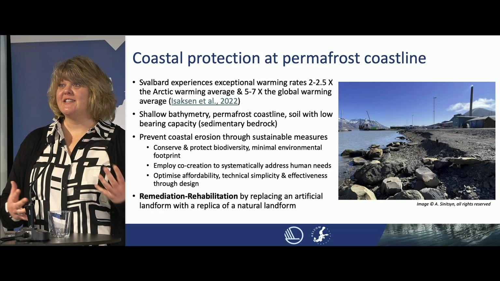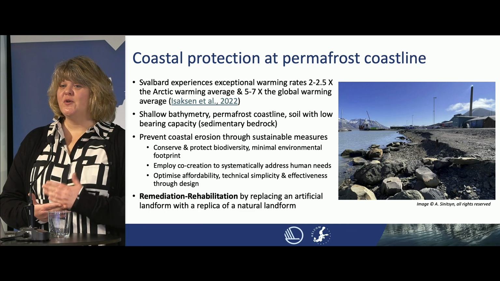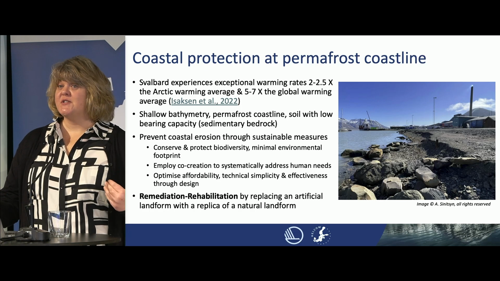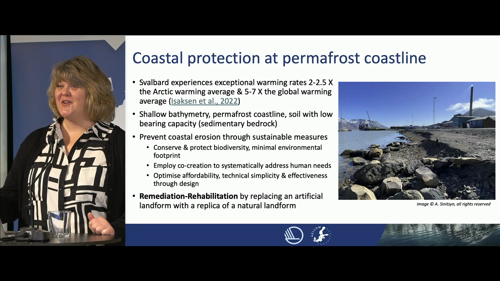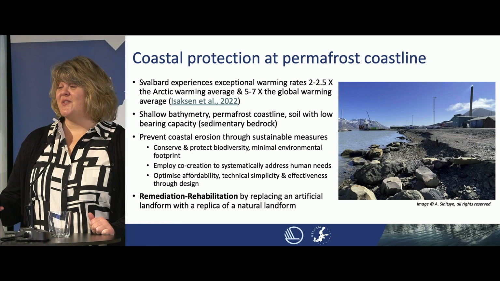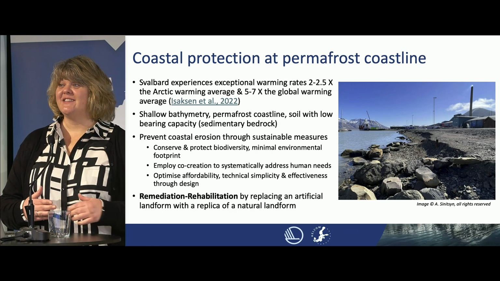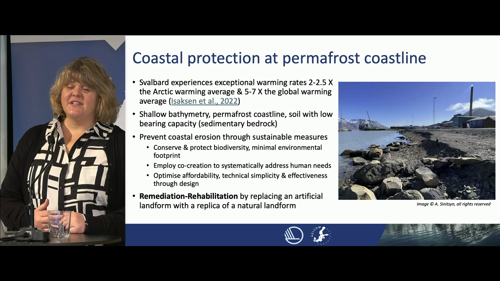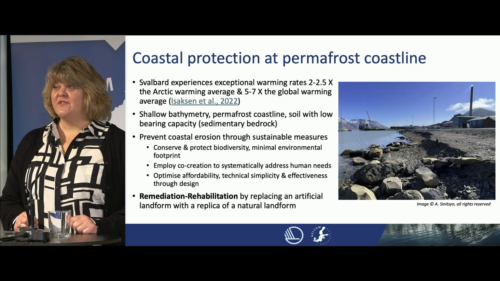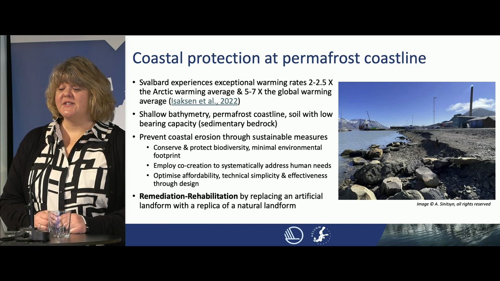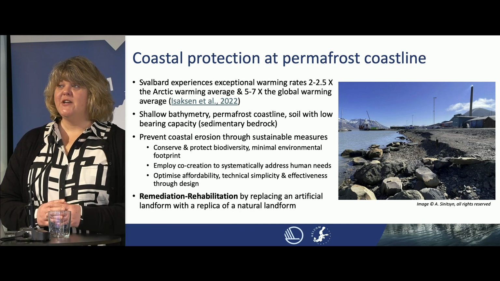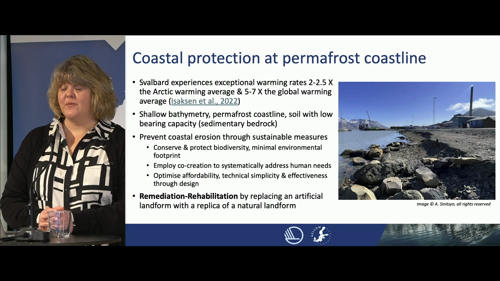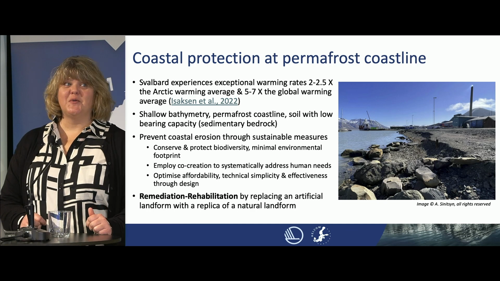So there's 2 different aspects here with coastal erosion. We not only want to maintain the integrity of the benthic ecosystem at the coast, but we also want to make sure that the people who live on the coastline can continue to do so, that we don't have our infrastructure eroding, that we want intact social ecological systems. So our objectives overall are to conserve and protect biodiversity, obviously, as part of our intact ecosystem, but really to have this minimal environmental footprint, so that we can sustainably live on Arctic coastlines in Svalbard in the long term.